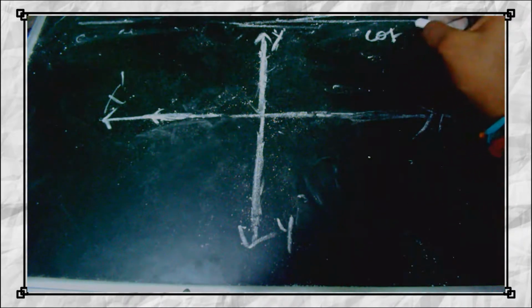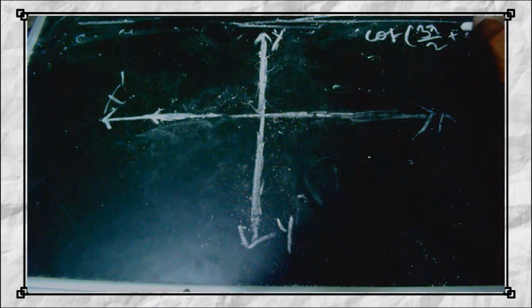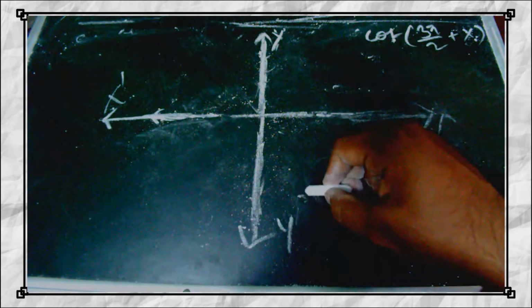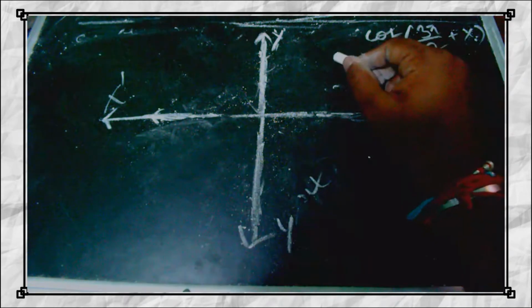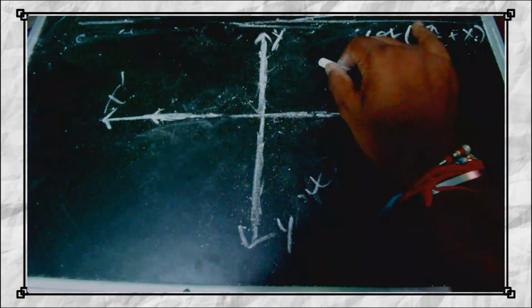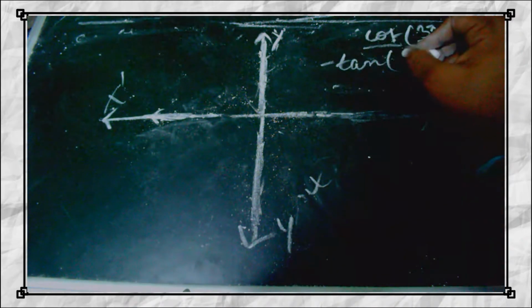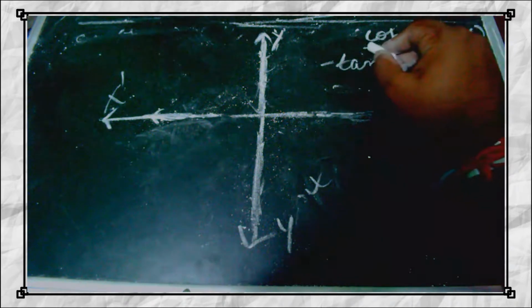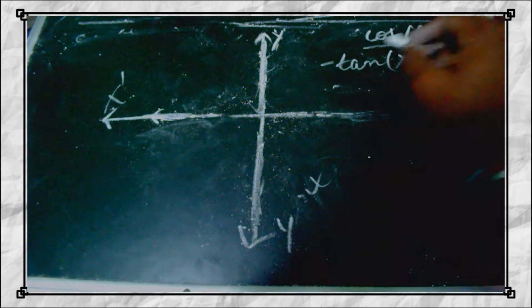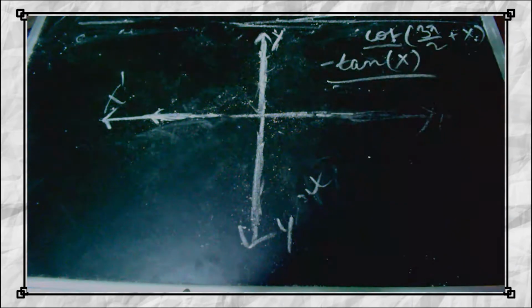Next is cot of 3 pi by 2 plus x. 3 pi by 2 is here and x is somewhere in the fourth quadrant. The value of cot in the fourth quadrant is negative, so it will be minus and the ratio will be changed to tan. The value of angle will be x. So the value of cot of 3 pi by 2 plus x is minus tan x.